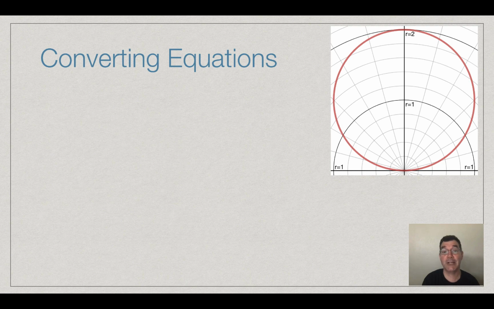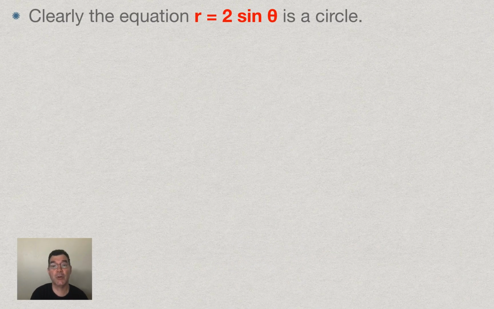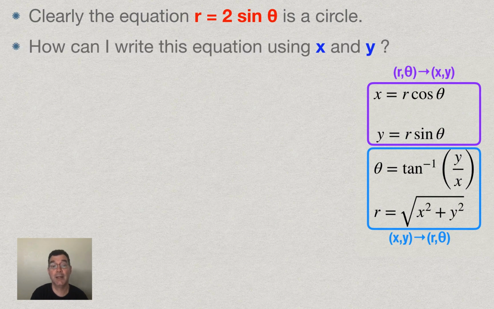All right, so how do I convert equations instead of just coordinates? Well, I still need to remember those 4 equations that I used to convert. Those were on that previous slide. So if I wanted this to be the equation of a circle in terms of x and y, here's what I would do. I would start with the equation I was given, and then I notice that if I multiply both sides by r, I get r squared on the left, and I get 2r sine theta on the right. Well, how does that help me?